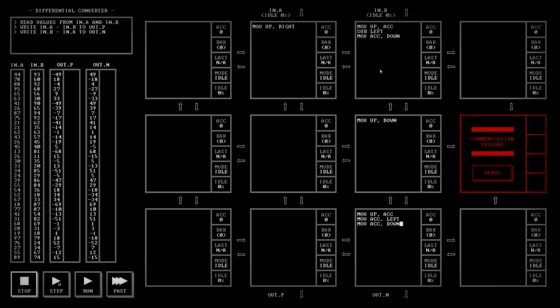So that should have put this answer, I hope that's the right way around, this is going to be B minus A going to N. Yes, so I take B, I subtract A, and I'm bringing it down to out.N, and therefore I just want the negative of this. So I want to move right to the accumulator. Neg is the negative instruction, and move accumulator down.